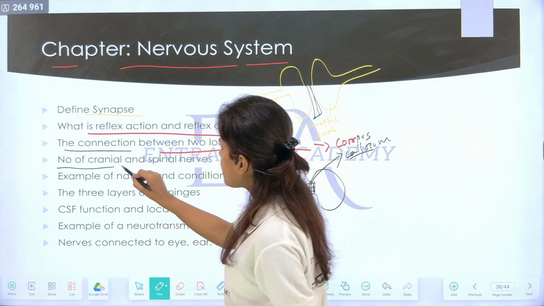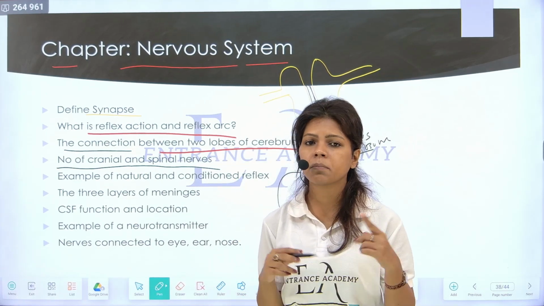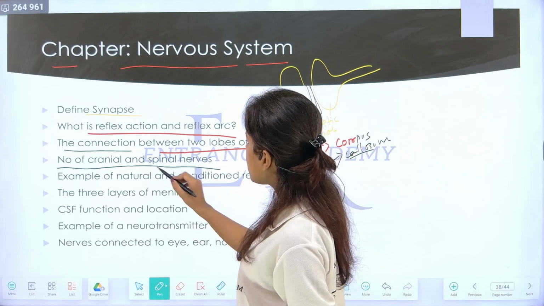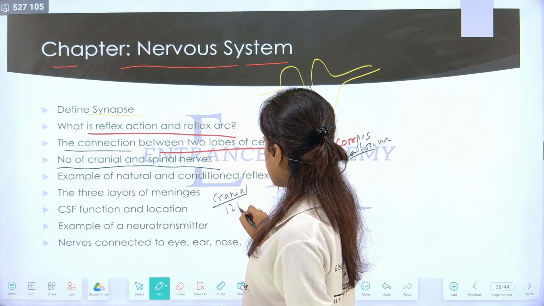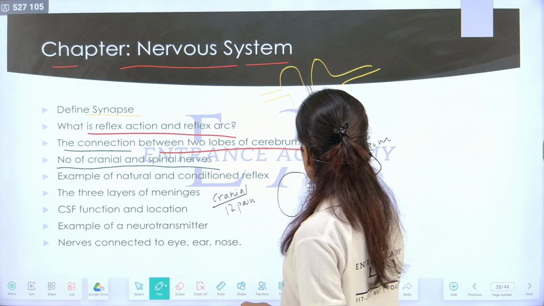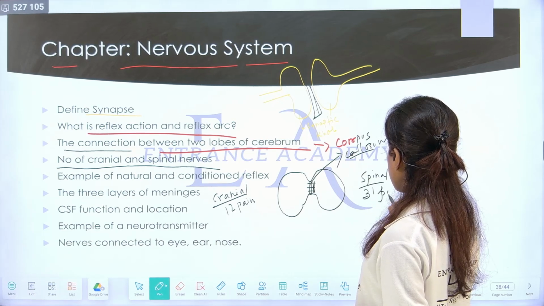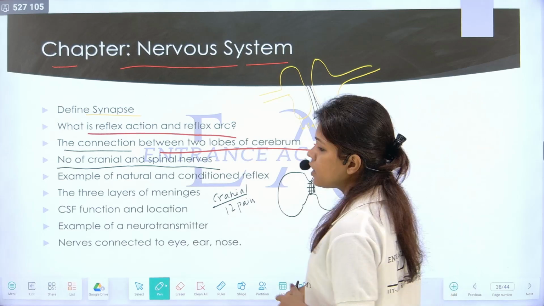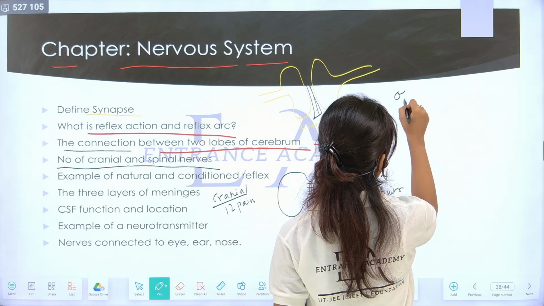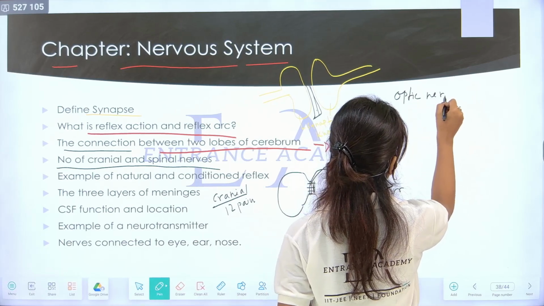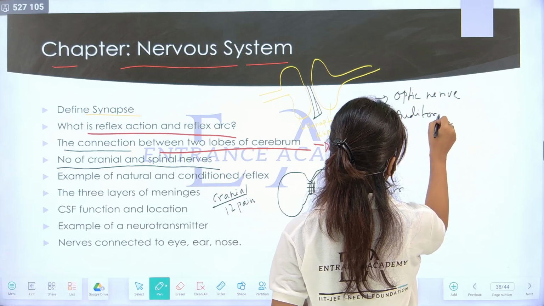Number of cranial nerves and spinal nerves. Cranial nerves are those which emerge from our brain, and spinal nerves are those which emerge from our spinal cord. The number of cranial nerves is 12 pairs, and the number of spinal nerves is 31 pairs. Examples of cranial nerves are the optic nerve, which connects our brain and eye, the auditory nerve, which connects our brain and ear, etc.